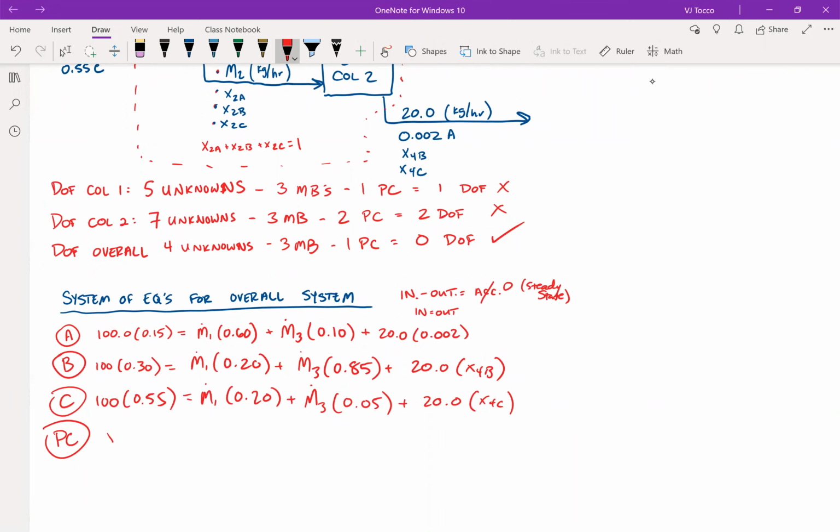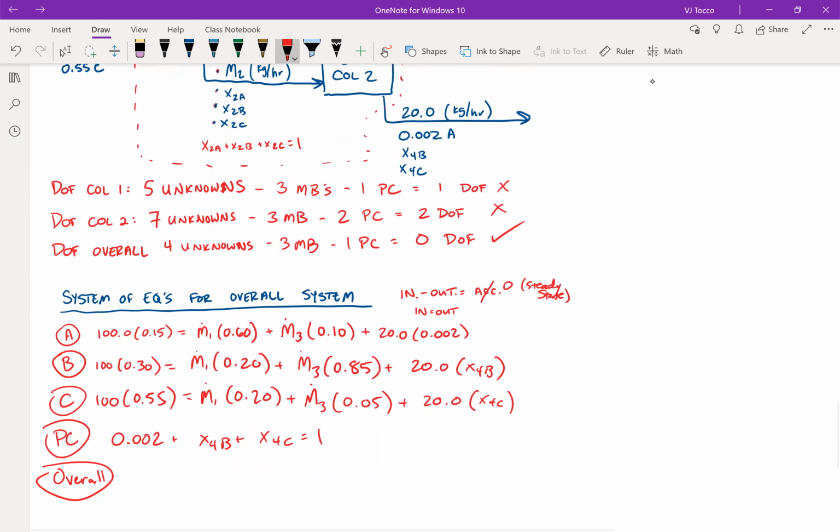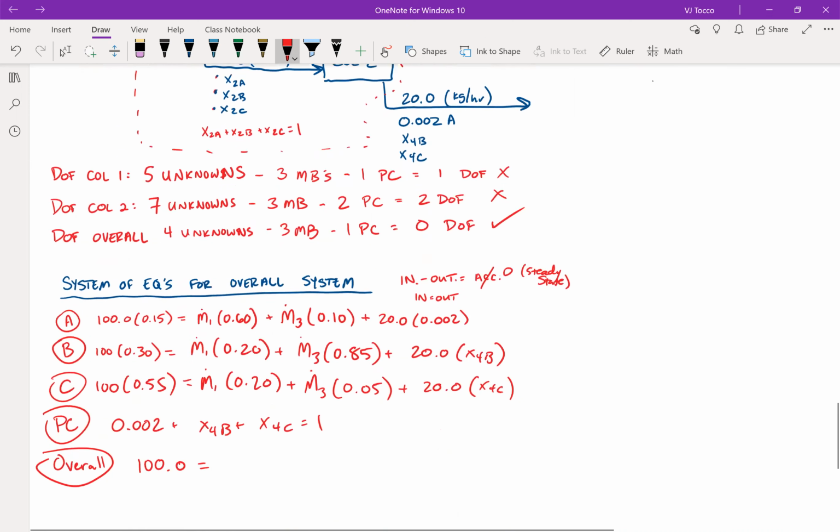I need the physical constraint to say 0.02 plus X4B plus X4C is equal to 1. So I could at this point look at this system of 4 equations with 4 unknowns and I could solve it. Or I could get rid of one of the equations and instead write the overall material balance. Remember that the overall material balance is oftentimes easier to calculate than the pure component material balances. So the overall material balance says that the overall amount of mass, 100.0 coming in, must be equal to the overall amount of mass coming out.